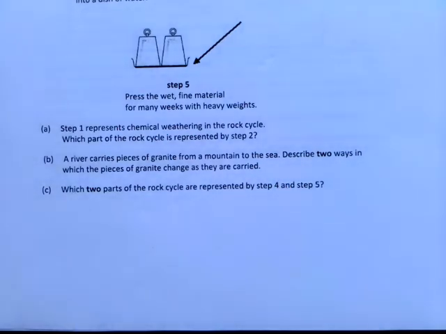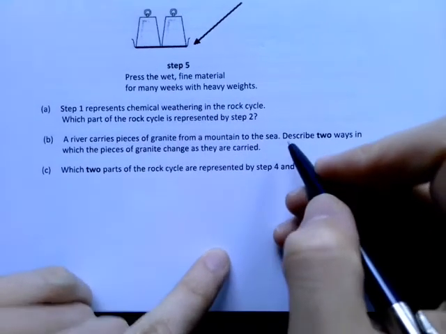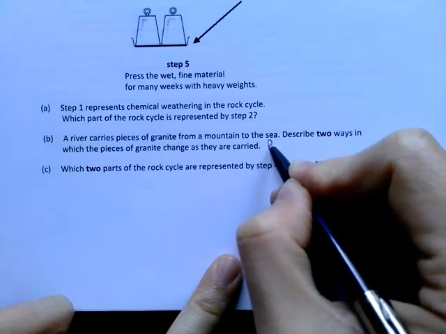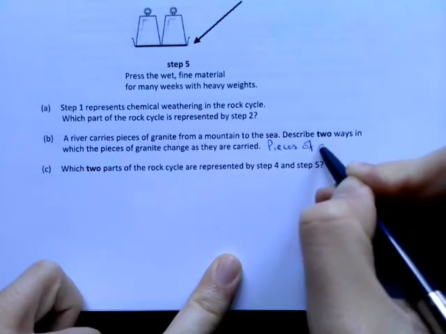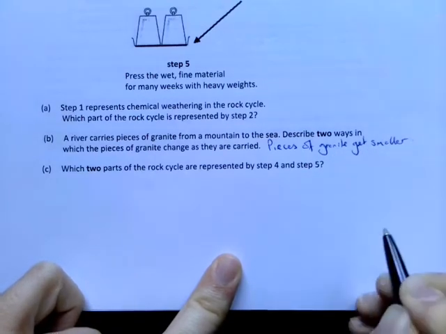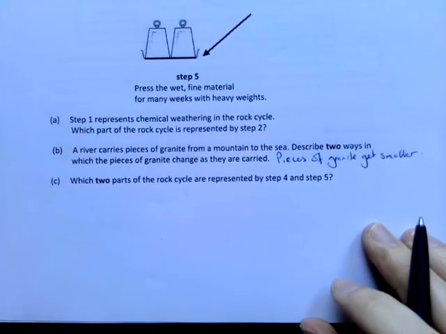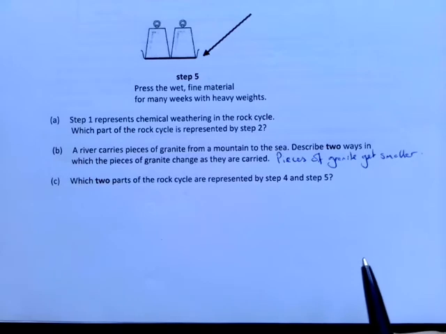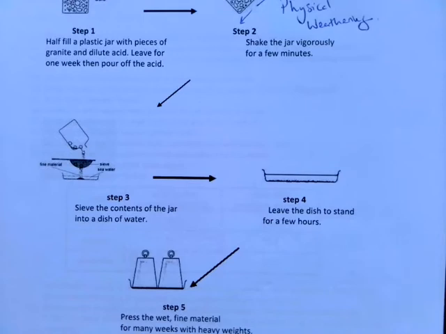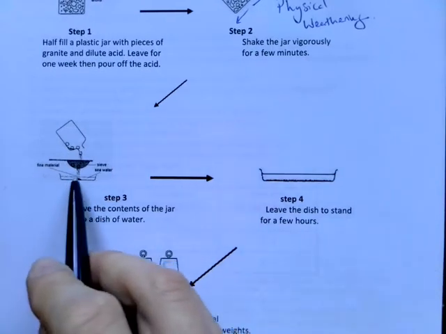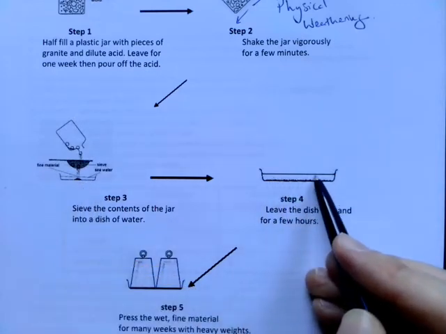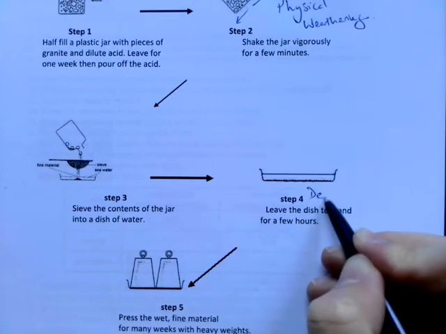I only need one way really here, so I know I've asked for two, but I'll just take one way, which is that the pieces of granite get smaller. That's enough. And which two parts of the rock cycle are represented by steps 4 and steps 5? Okay, so step 4, leave the dish to stand for a few hours. So we've put the bits of rock into the tray of water, and the bits of rock are then going to fall to the bottom of the tray. So this step 4 here is deposition.